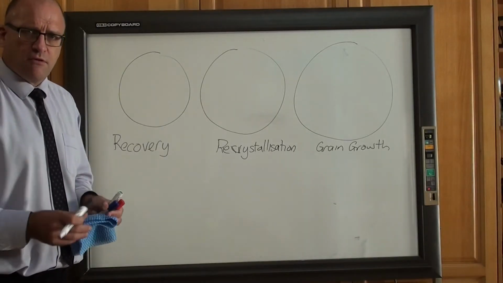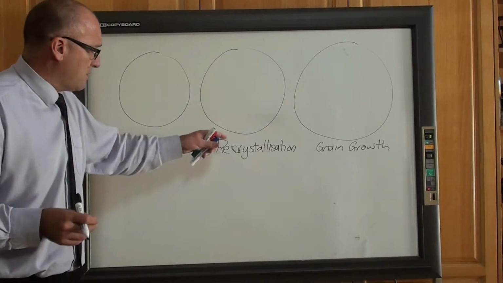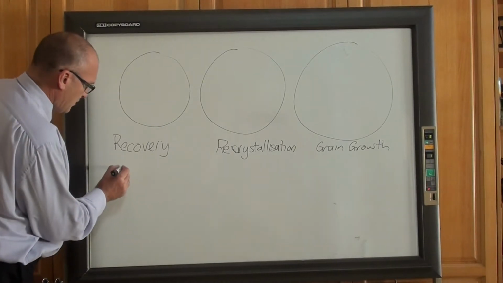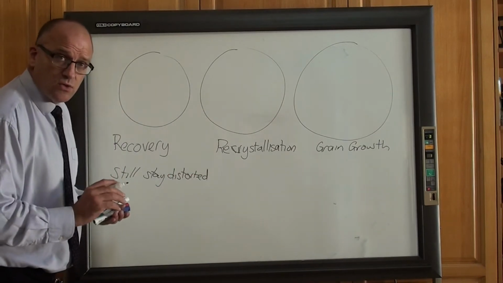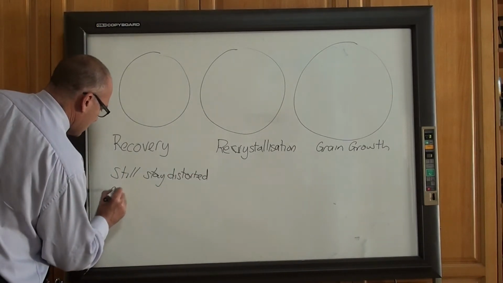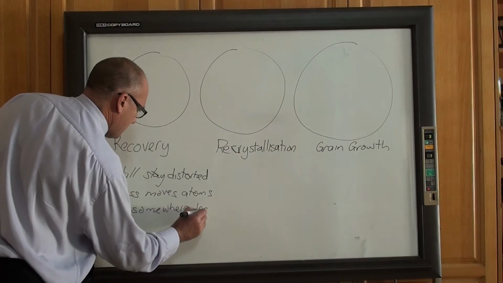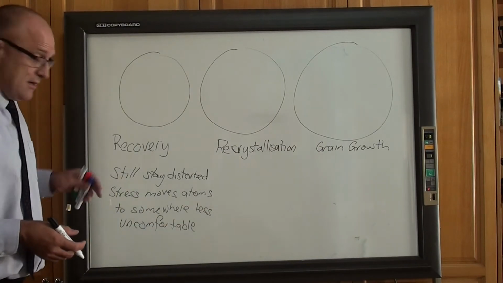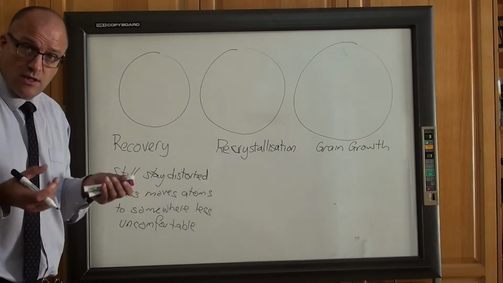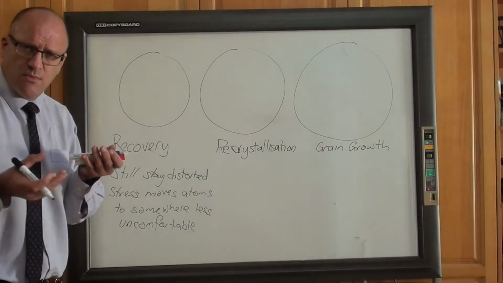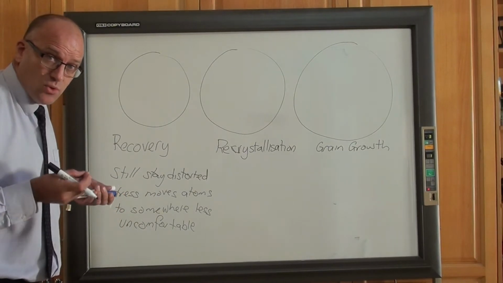In annealing, there are three stages. There is recovery, there is recrystallisation, there is grain growth. First stage, in recovery, the atoms still stay distorted. So the metal lattice still distorts, but the stress moves atoms to somewhere less uncomfortable. The stress internally, under the heat, there's just enough heat for the atoms to move somewhere so they're less uncomfortable. But the atoms are still in that distorted phase.